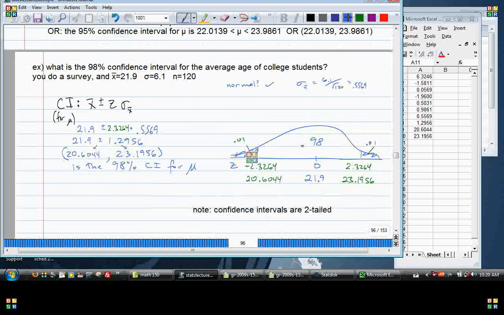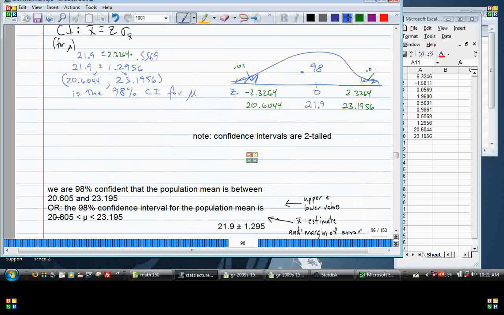So let me make another comment about another way to write the confidence interval. You've got all these different notations, as we went over last time. We're 98% confident that the population mean is between these two values, or the 98% confidence interval is such and such. Or I'll give you a new way to write this out. You can leave it in terms of the plus minus notation. That is another way of writing the confidence interval. So you can say the 98% confidence interval is 21.9 plus or minus 1.295.